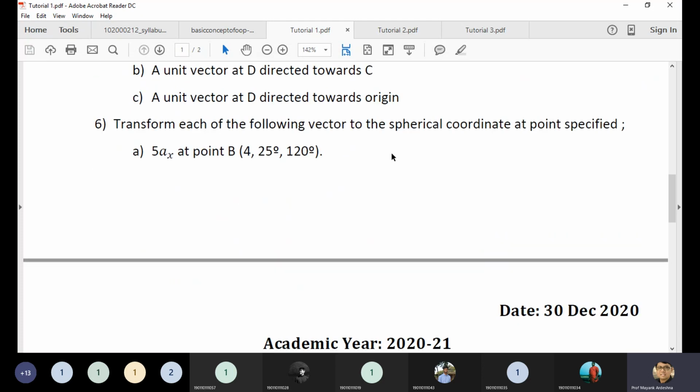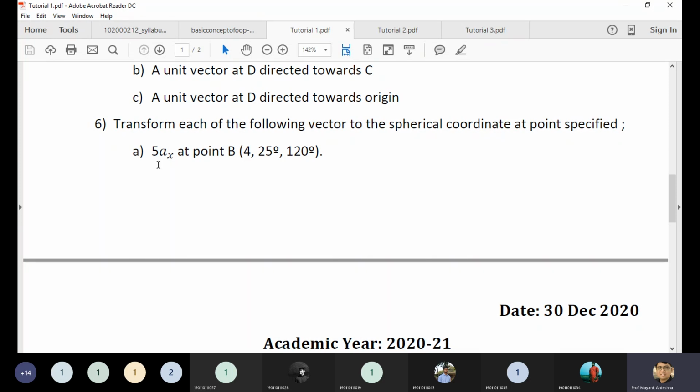In the sixth one, the vector is given to you and you have to convert it into a spherical coordinate system. You can see there is only a single vector, which is the phi ax. The ay term and az term are 0, so no need to multiply them. By default it should be 0. So take the matrix, put the value phi, 0, 0, because the magnitude of the ay and az terms is 0.